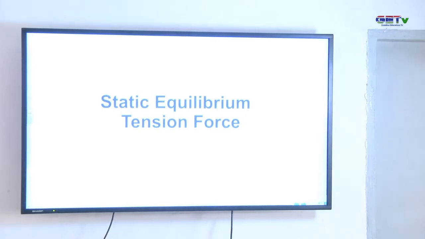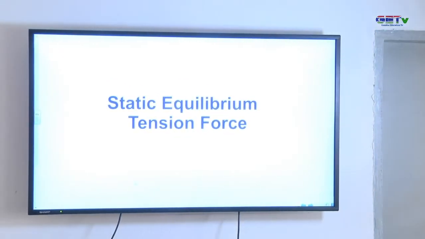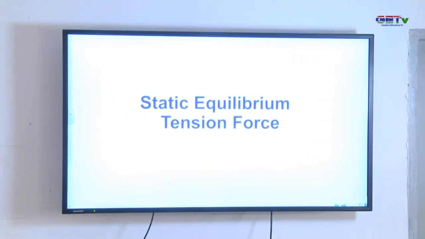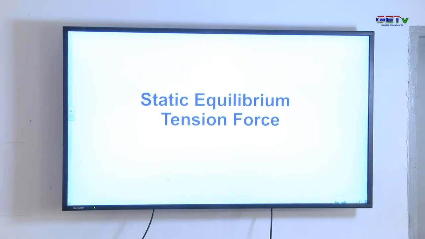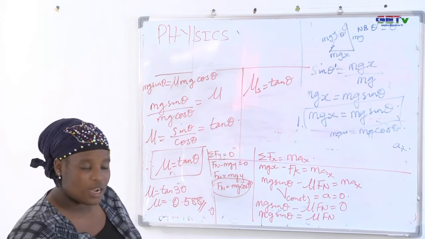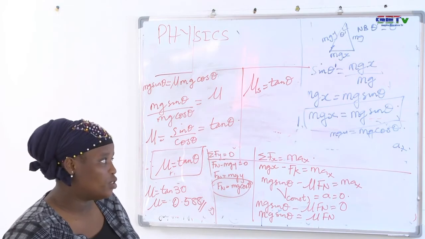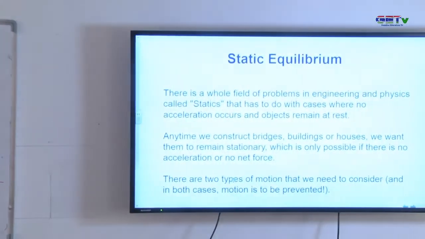Good. And this brings us to the last topic of the day, and that is what we call static equilibrium. Before we go further, I'll just give you the conditions necessary for a body to be in static equilibrium. The conditions necessary for an object to be in equilibrium are as follows. The object has to move with a constant speed, or the forces on both sides must be equal.